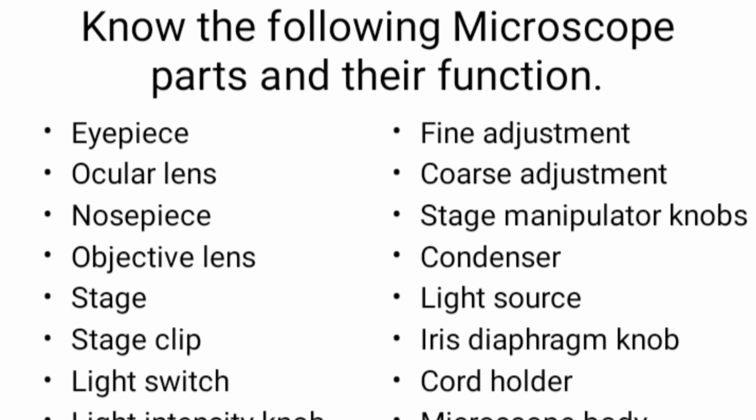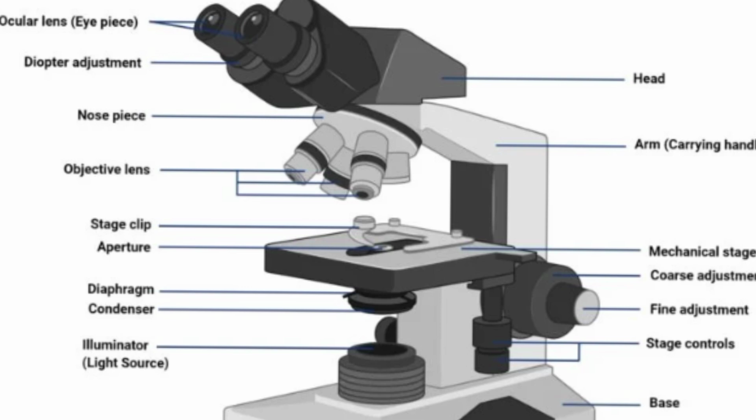The first one is the eyepiece. Location: at the top of the microscope body. That is the first thing you are going to see in every microscope. Function: the eyepiece, also known as the ocular lens, is the lens through which the viewer looks to observe the specimen. It typically provides a magnification of 10 times and helps in forming the primary image.